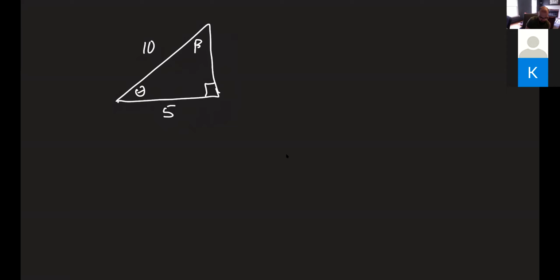I did 5 squared minus 10 squared. Yeah, right. So if this is our missing side length x right here, let me go from the start. Pythagorean theorem says 5 squared plus x squared is equal to 10 squared. Then you subtracted over. You said x squared is equal to 10 squared minus 5 squared.